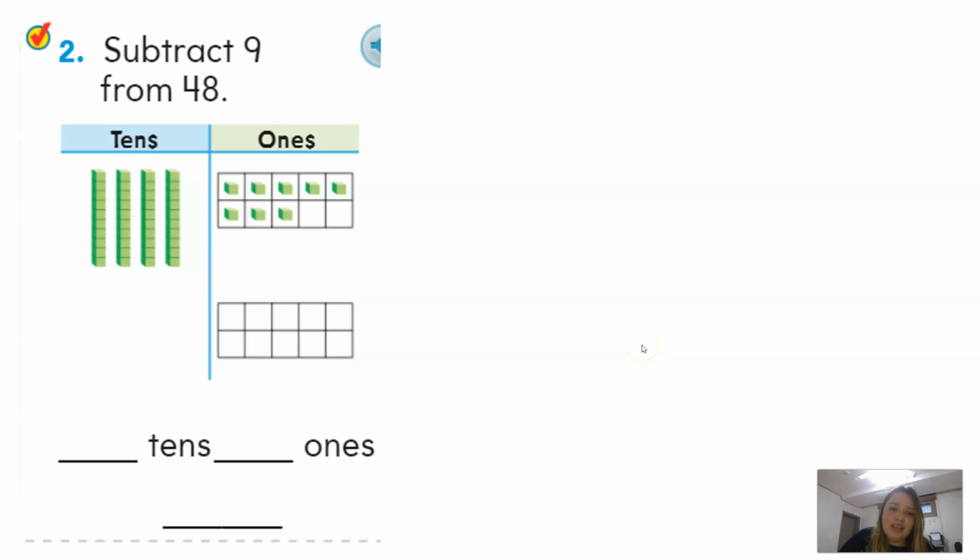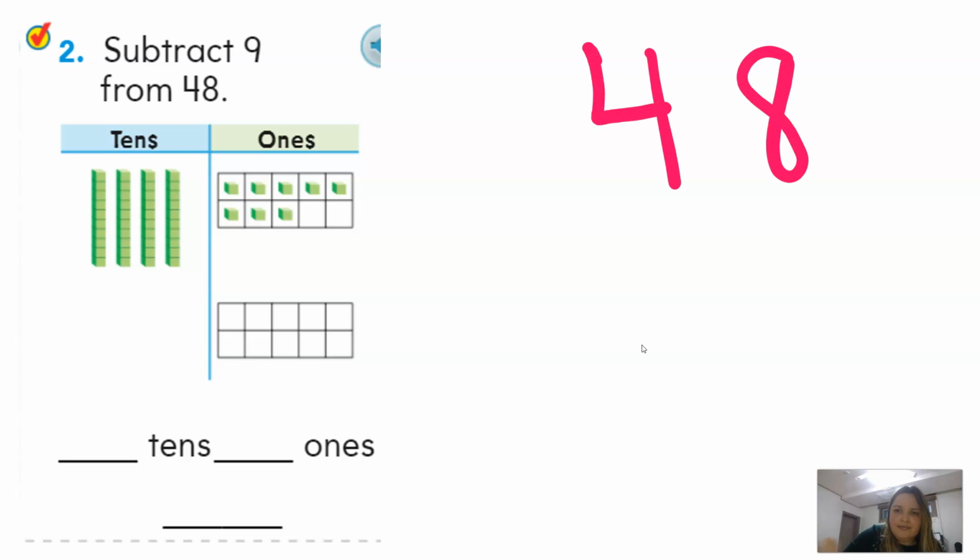Okay, here we go. It says to subtract 9 from 48. So I know that I need to subtract the ones from the ones and the tens from the tens. Okay, so here is my 48 and here's my 9. I need to subtract 9 from 48. Wait a minute, but the 9 is bigger than the 8. So how can I subtract 9 from 8?